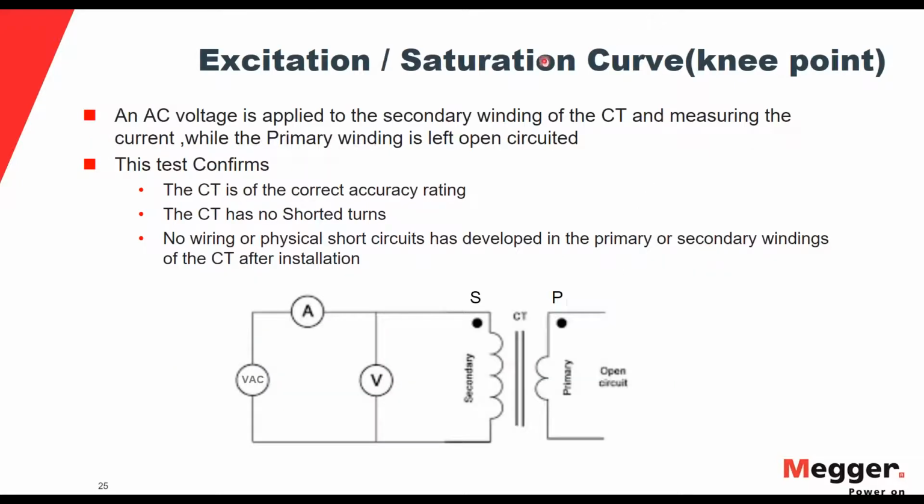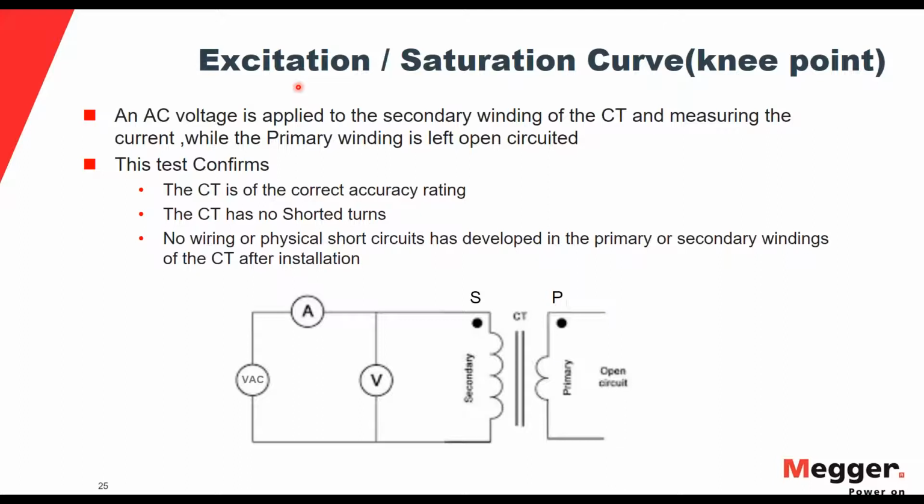Then we have the excitation or saturation test. In that order, we first start with the winding, the demagnetization, and then we do the excitation saturation curve, or what you call the knee point test. This test usually uses an AC voltage from the secondary side, where they apply it to the CT winding on the secondary side and measure how much current this AC output is giving while the primary side is open.